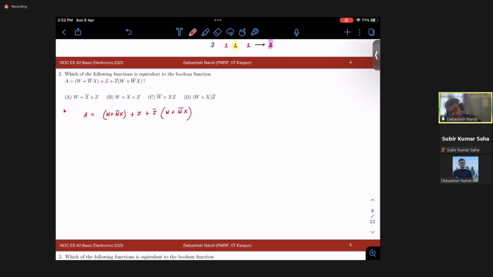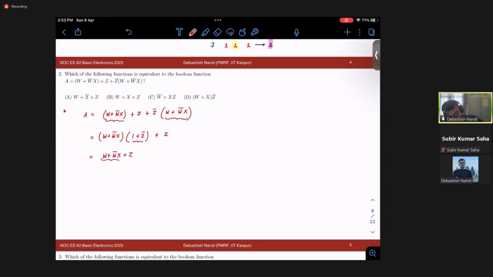Okay. So you see this thing you can take common, right? So W plus W bar X, if you take common, you will have 1 plus Z bar, plus you have this Z. Okay. So 1 plus Z bar, what is that? 1 plus something is nothing but the annihilator property, right? 1 or something is 1. That means this is nothing but W plus W bar X plus Z.